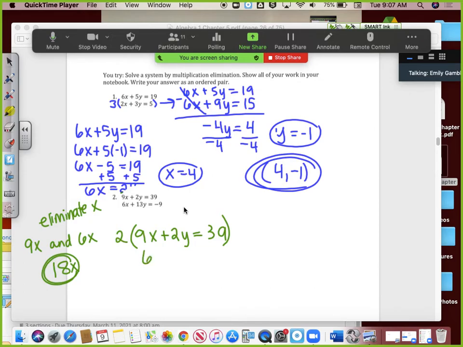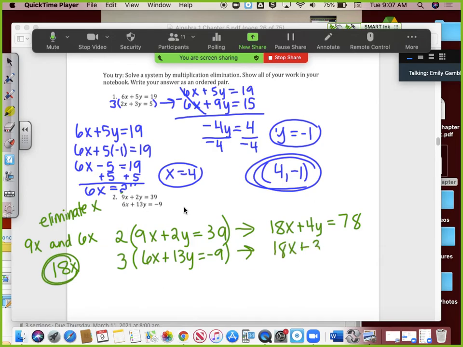For the second one, 6x plus 13y equals negative 9. In order to take the 6x and turn it into an 18x, I'd have to multiply everything by 3. So what these will turn into when I do that is 18x plus 4y equals 78. And on the bottom, I have 18x plus 39y equals negative 27. Now that I have that, I can use elimination by subtracting. I will subtract both sides like this.